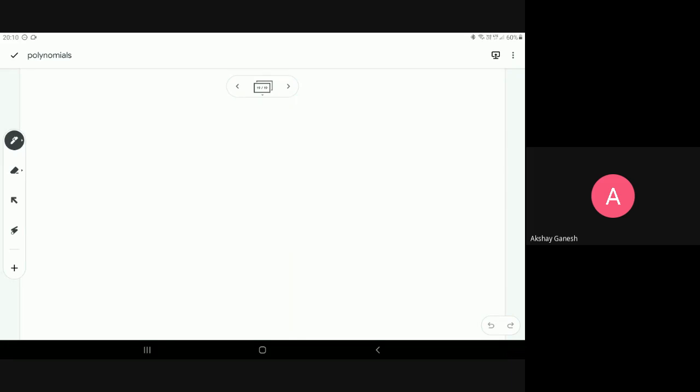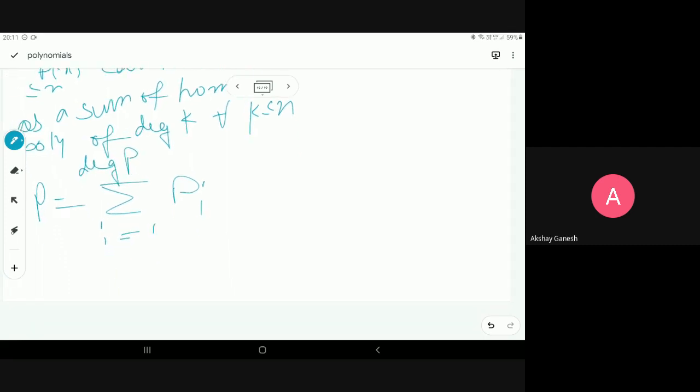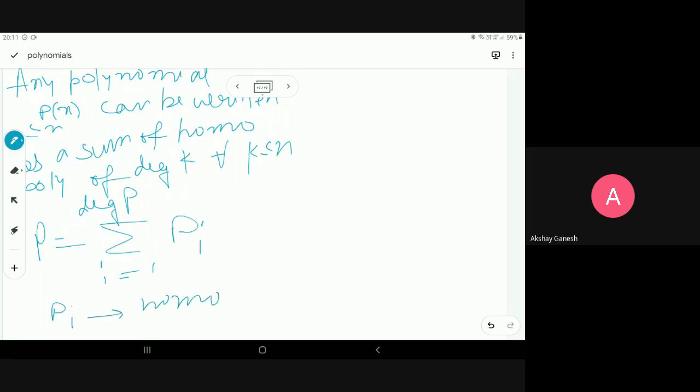Also, another thing you must know is that any polynomial p of x of degree n can be written as a sum of homogeneous polynomials of degree k for all k at most n. So basically it's telling you that you can write p equals the summation of p_i, i equals 1 to degree of p, where the p_i are homogeneous polynomials. These are called homogeneous counterparts of p, right? Often in problems you would need to do analysis on homogeneous counterparts and try to solve the problem. So that is also essential to know.